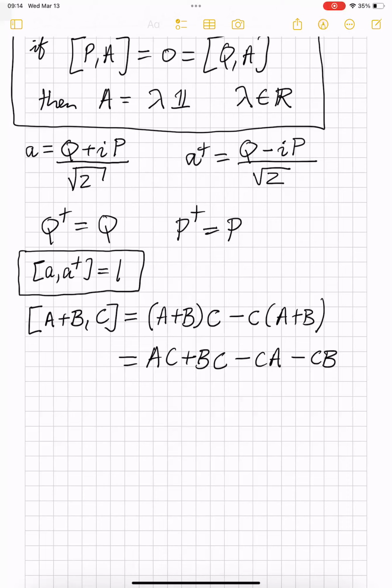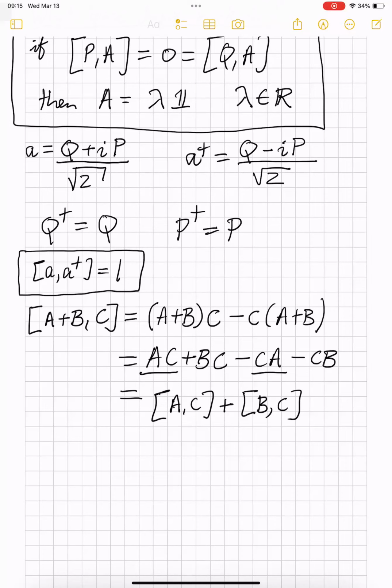The only thing I have to be careful about when I multiply these things out is that I don't change the order of the operators, because these operators do not necessarily commute, so I must respect the order that they are given in. Now, take a look at this term AC minus CA. Well, that I can write as a commutator with A and C. And then the BC minus CB, I can also write as a commutator between B and C.